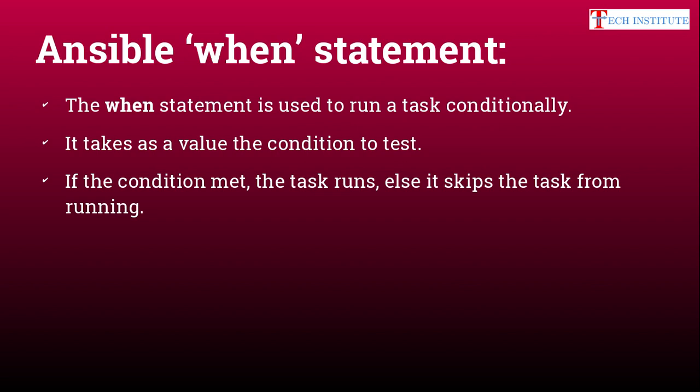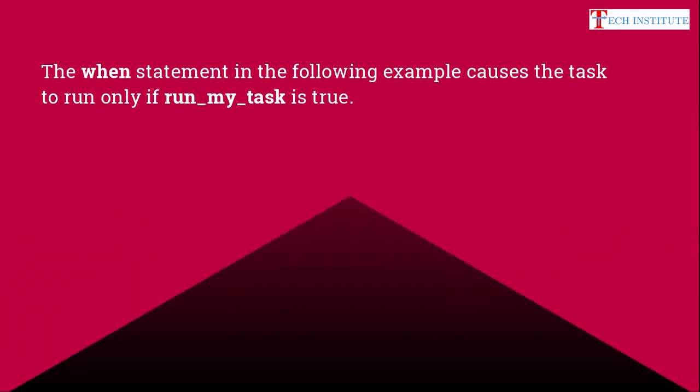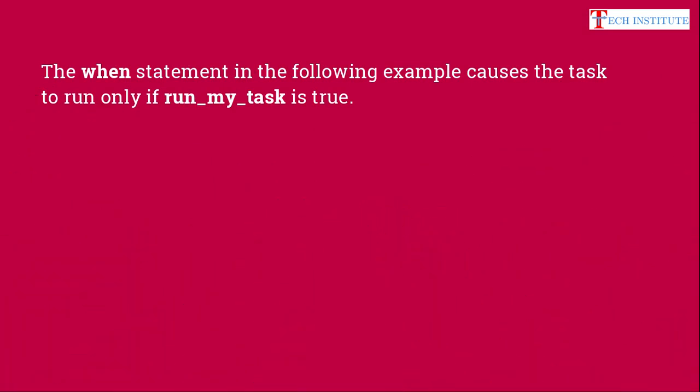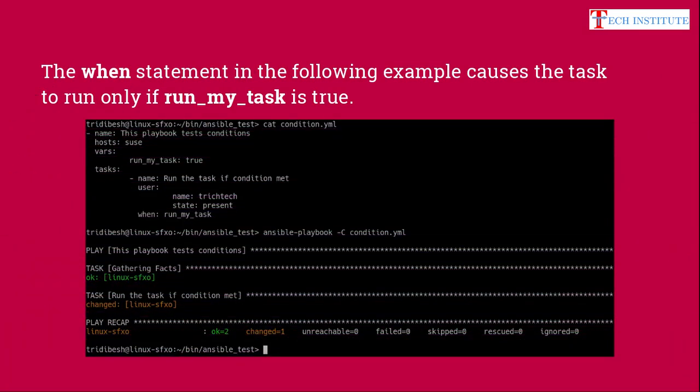You will see one example here. There is one variable called run_my_task. In the example, we are putting when run_my_task, so it will check whether the run_my_task value is true or false. If it sees true, it will run. If it sees false, it will not run, and it will skip. In this example, run_my_task is set to true.